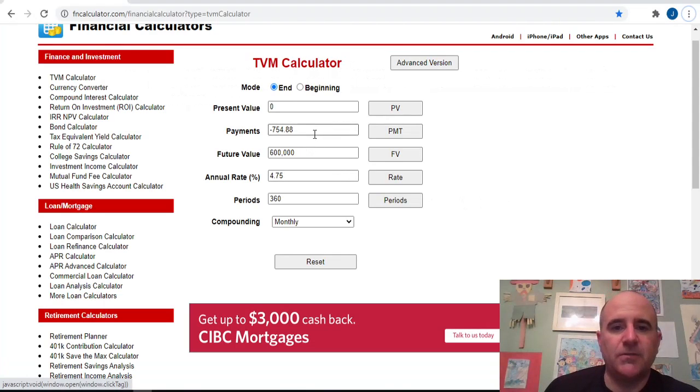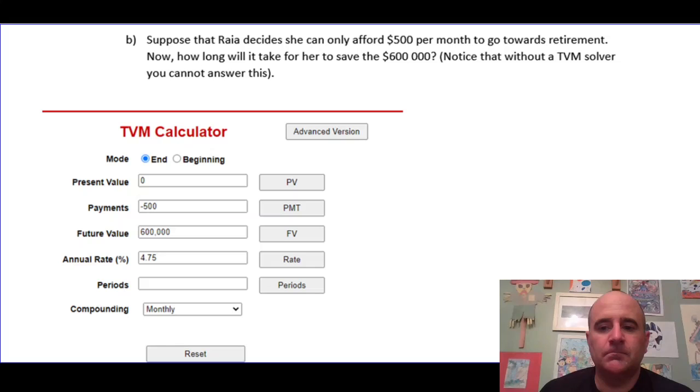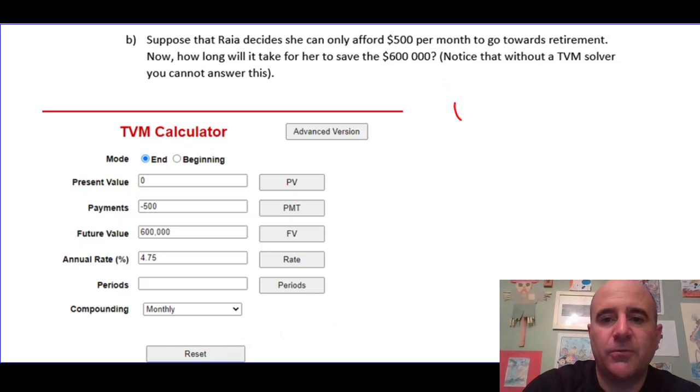So we don't need to reset everything. We know the payments are now going to be negative 500. We don't know the periods. Everything's still monthly. The final value or future value is still 600,000. We just don't know what the periods are. Once everything else is filled in, then we can click periods to figure it out. So I click periods, and I get 442.78. So she's actually going to have to make 443 payments. The last payment just won't be as much as the other payments. So to keep things simple, we'll just use 443 and know that the last payment's going to be a little bit less.